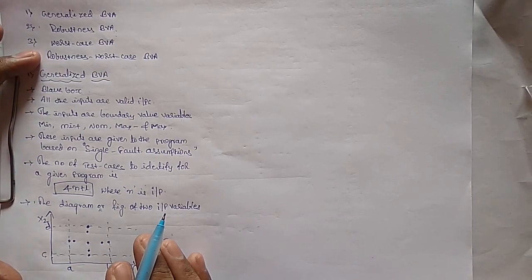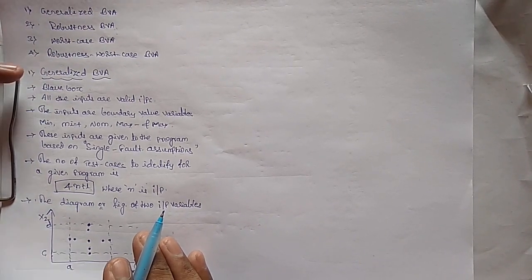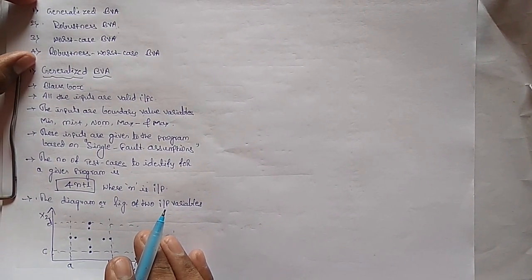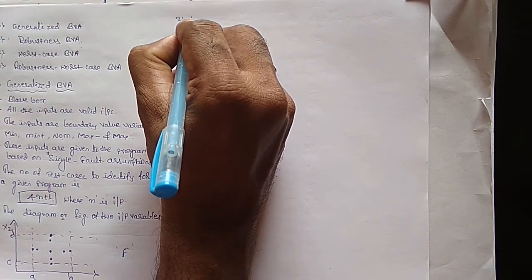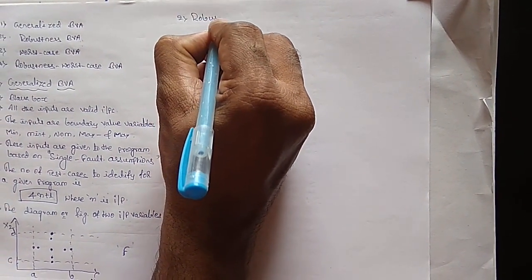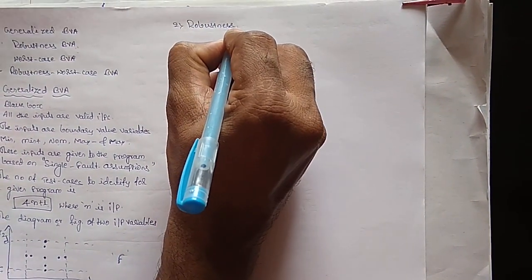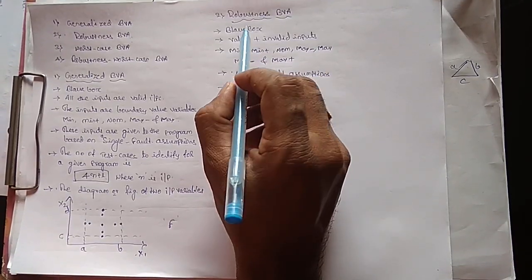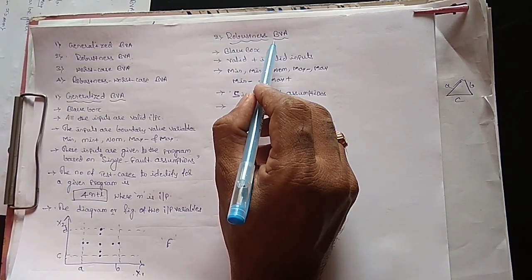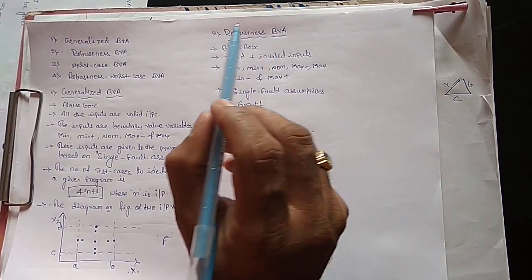In the next video, we will start with an example of all the 4 methods. We will apply all the 4 methods. Next, the second one, we will move to the robustness boundary value analysis method. Robustness. Now we will start with the robust boundary value analysis method.